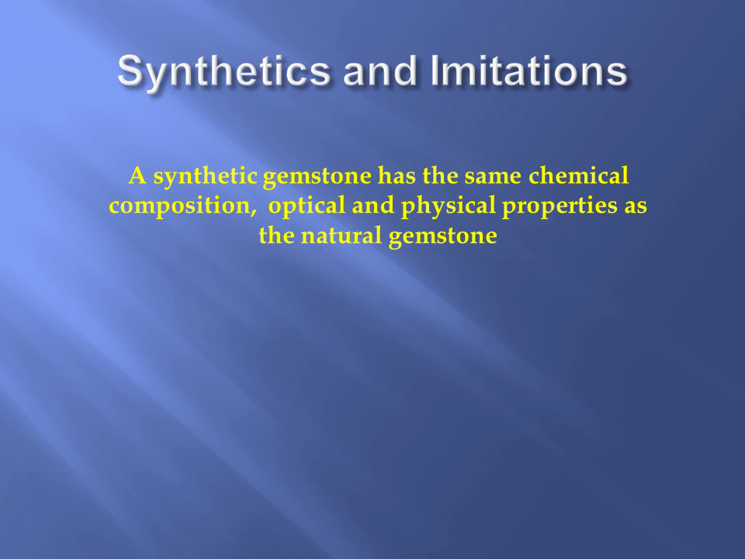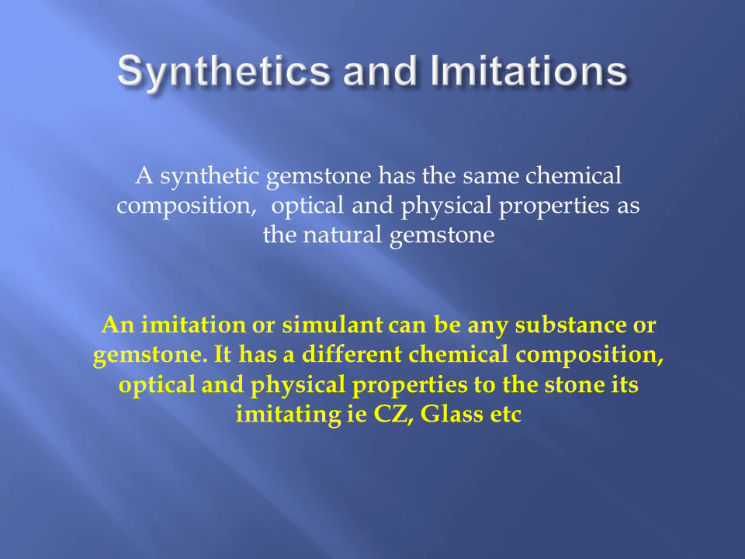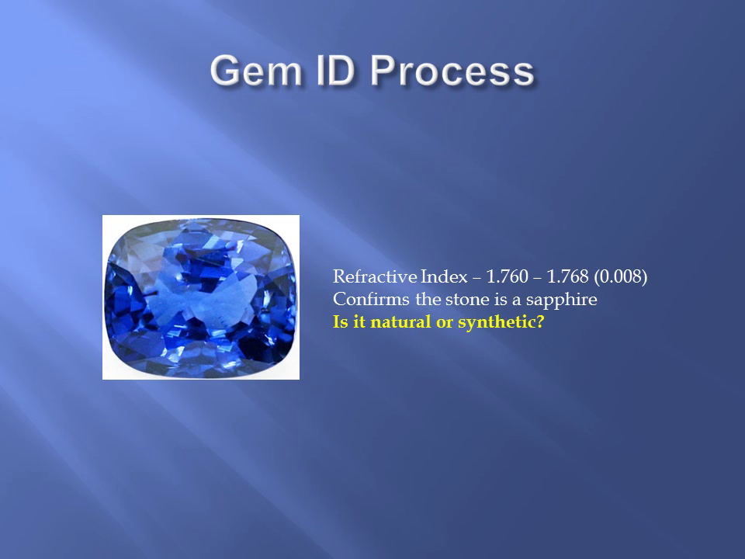The definition of a synthetic gemstone is that it has the same chemical composition, optical and physical properties as the natural gemstone. An imitation or simulant can be any substance or gemstone. It has a different chemical composition, optical and physical properties to the stone it's imitating. For example, a cubic zirconia would imitate a diamond, but it has totally different properties, so it would be called an imitation or a simulant.